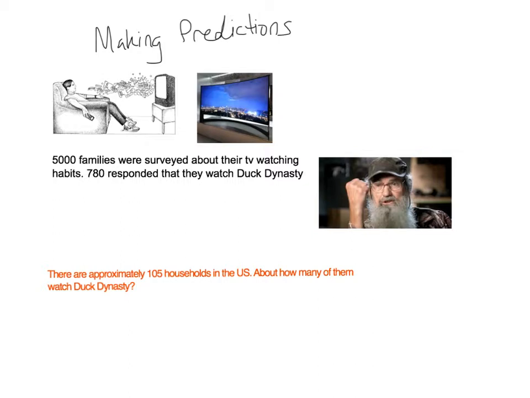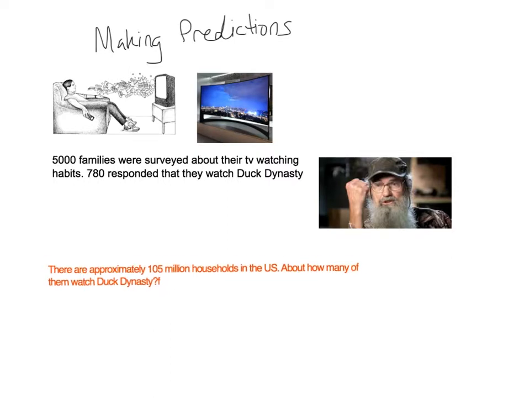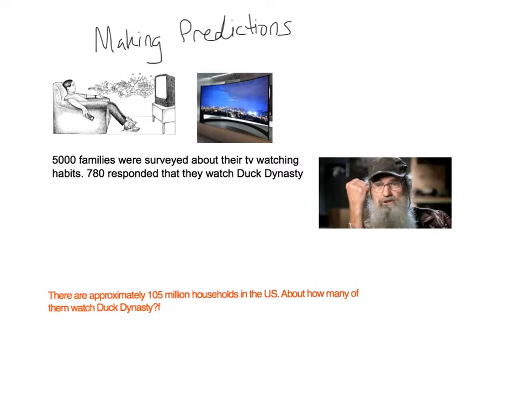So there's approximately 105, this should be million. There are definitely more than 105 households in the United States. 105 million households in the U.S. About how many of them watch Duck Dynasty? So what we've got to figure out is, how am I going to go from this little sample to all this? Well, the reason we do sampling is so that we can make some predictions. Now, again, our prediction is probably not going to be perfect, but it is going to be helpful.